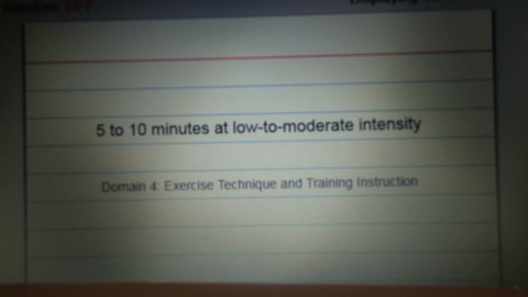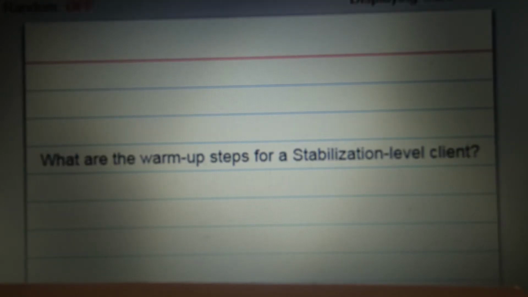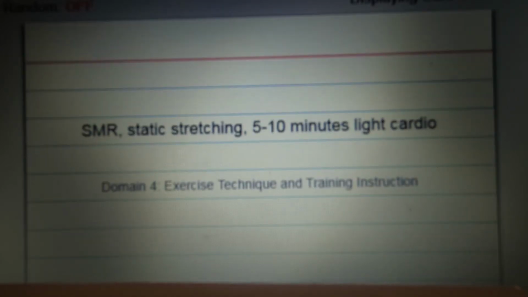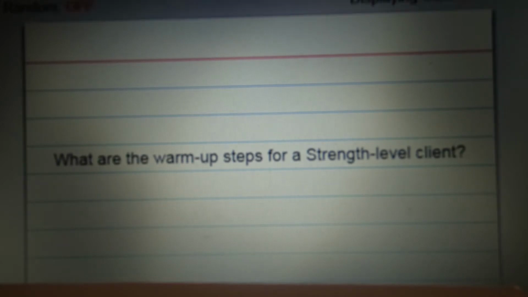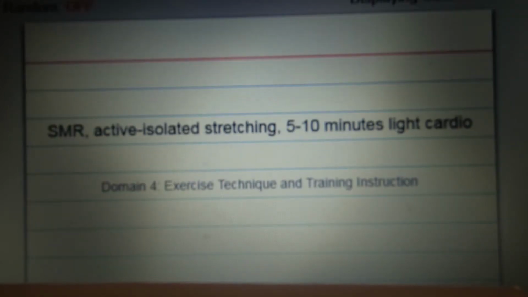What are some general warm-up recommendations? 5 to 10 minutes at low to moderate intensity. What are the warm-up steps for a stabilization level client? SMR, static stretching, 5 to 10 minutes light cardio. What are the warm-up steps for a strength level client? SMR, active isolated stretching, 5 to 10 minutes of light cardio.